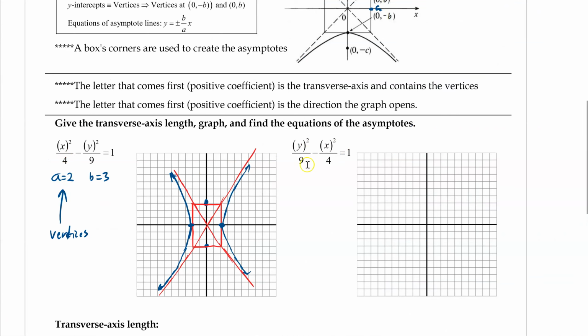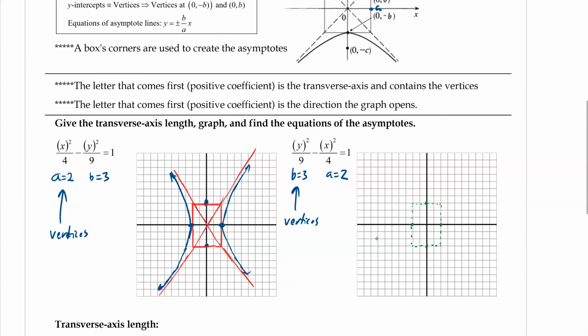So now we're going to switch them around. We're going to put the y first. And so now our b is 3 and our a is 2. But now these are where your vertices go. So we're going to do this one the correct way now. So we're going to go 2 left and 2 right, 3 up, 3 down, and we're going to do our little dotted box. So now it's dotted lines because they're not actually true.